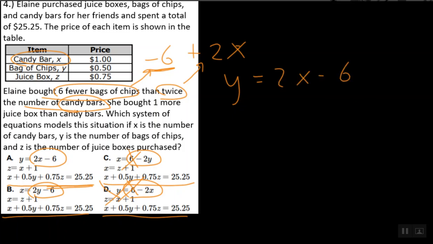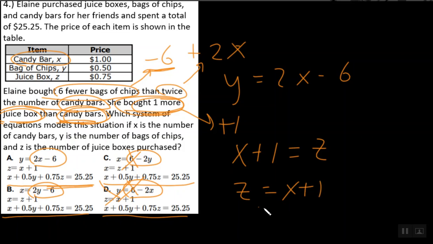Okay, now it says she bought one more, so remember one more, that means plus 1, juice box than candy bars. This is a case where, once again, you kind of put the math with the second label. Candy bars are labeled x, so we're saying x plus 1 is equal to juice boxes, which are z. And the way that they write this is z equals x plus 1. So clearly, our answer is going to have to be letter A. All right, let's go ahead and move on to our final example.